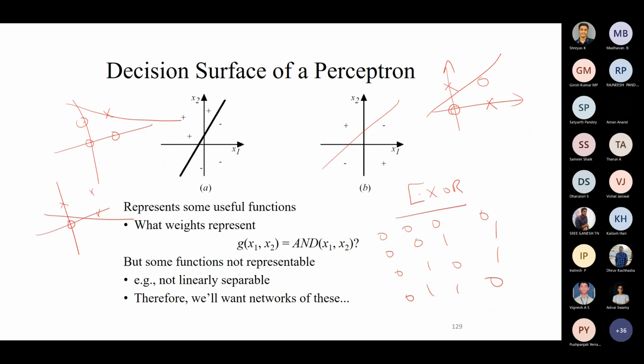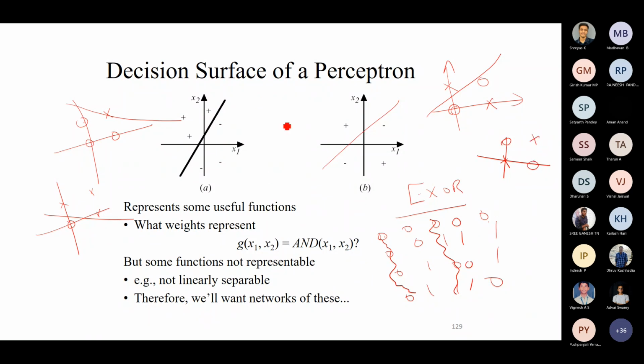Okay. Whereas if you look at XOR, this is my XOR truth table. 0, 0 is 0, 0, 1 is 1, 1, 0 is 1, 1, 1 is 0. So if you try to plot this, it is going to look like this, right? 0, 0 is 0. 0, 1 is 1. 1, 0 is 1 and 1, 1 is 0.